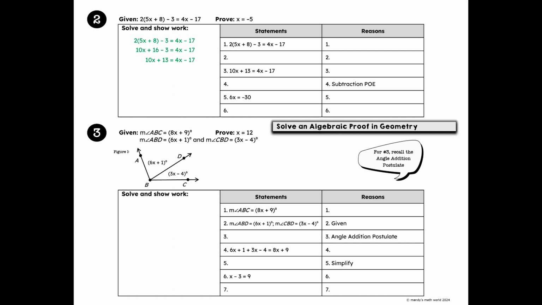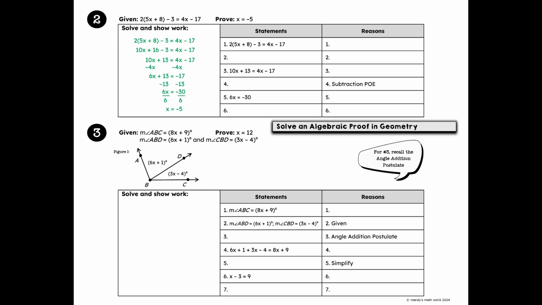Now I need to move my variables to one side. I'm going to subtract 4x from both sides of the equation. I'm left with 6x plus 13 equals negative 17. So that eliminated that 4x on the right side of the equation. Now I need to move my constant to the other side. So I'm going to subtract 13 from both sides, and I'm left with 6x equals negative 30. Now I need to divide both sides by 6, and I'm left with x equals negative 5.